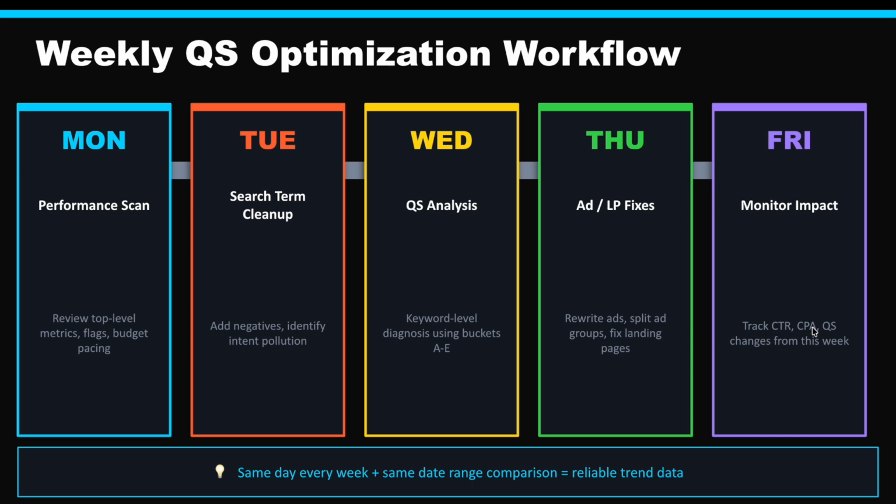And Friday is monitor impact. You track what changed this week: CTR, CPA, quality score improvements. You document everything so next week you can compare. The blue note must be remembered: same day every week, same date range comparison gives you reliable trend data. Consistency is what makes the system powerful.